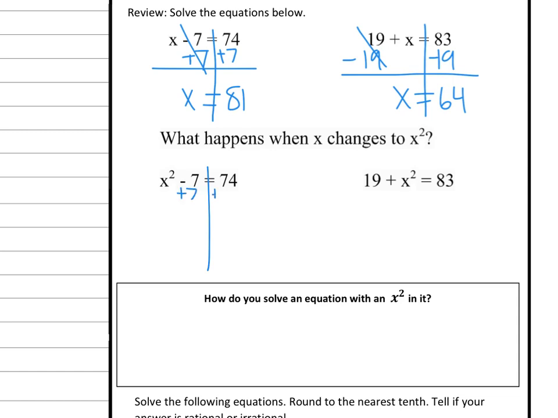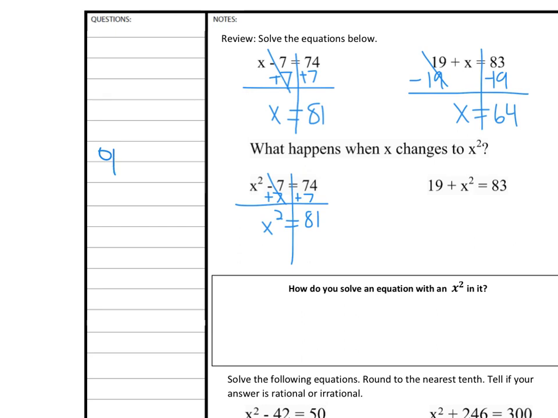So I'm going to add 7, but instead of saying x equals 81, it's going to say x squared equals 81. The way that we get rid of an x squared is the opposite of an x squared. And we haven't talked about this in a long time, but the opposite of a square is a square root. Why don't we put that down over here? The opposite of x squared is a square root.